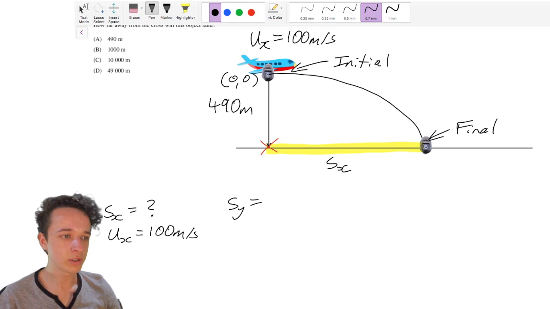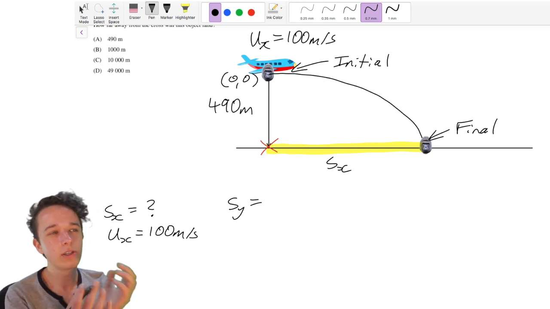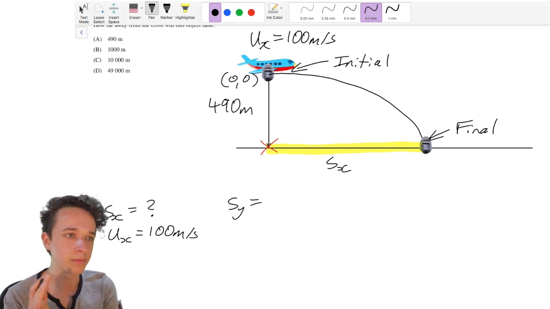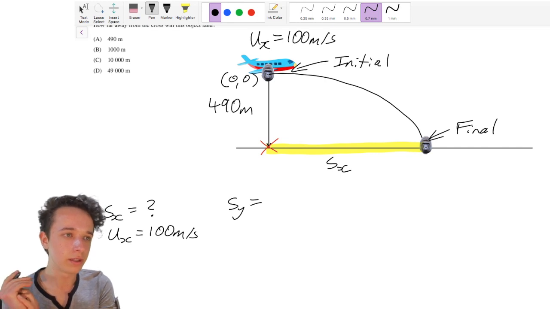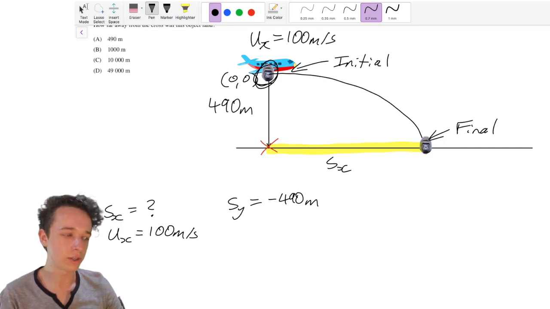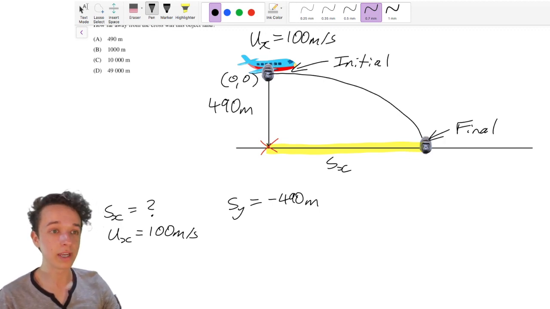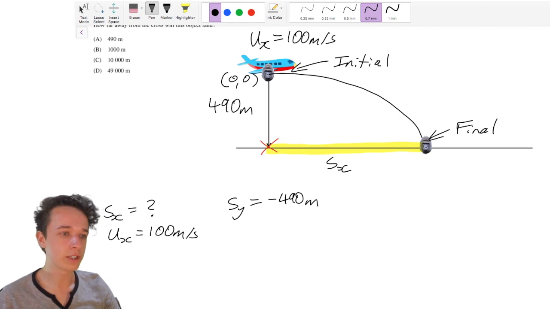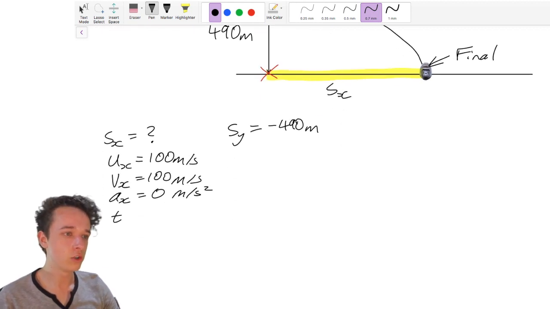And so our Sy, and you can actually do this in different ways, but I think the simplest way is to think that the initial position is the origin. So our Sy is actually negative 490, and that's because Harambe's head has fallen 490 meters down. So we're considering the final position relative to the initial position, and we're considering the initial position as being the origin, okay? So Sy is negative 490.